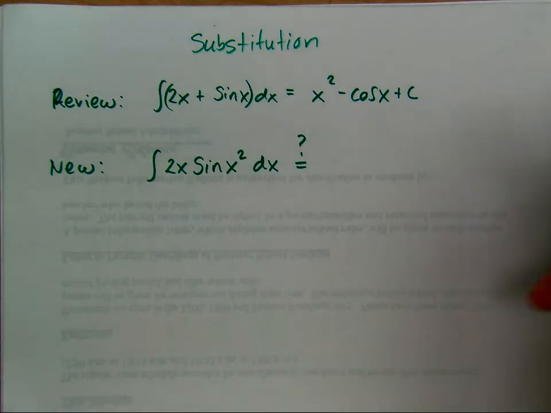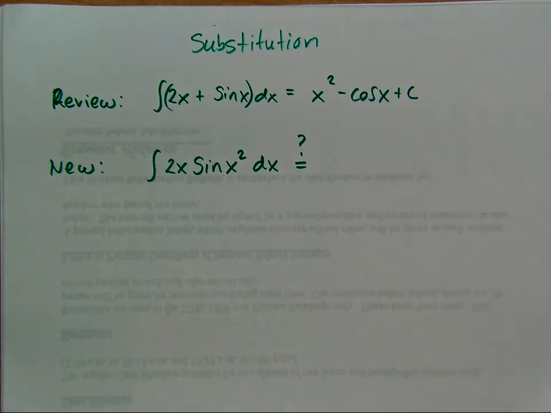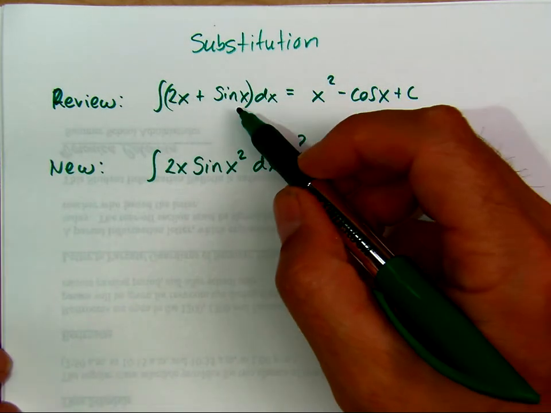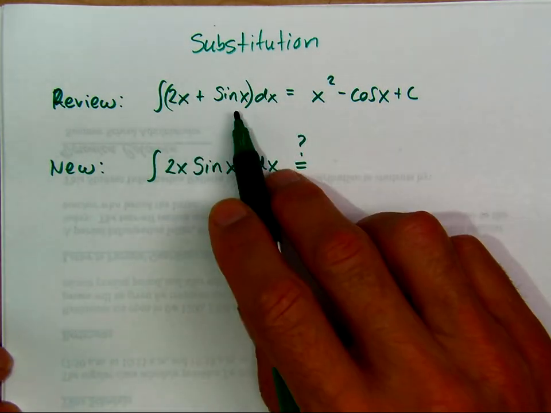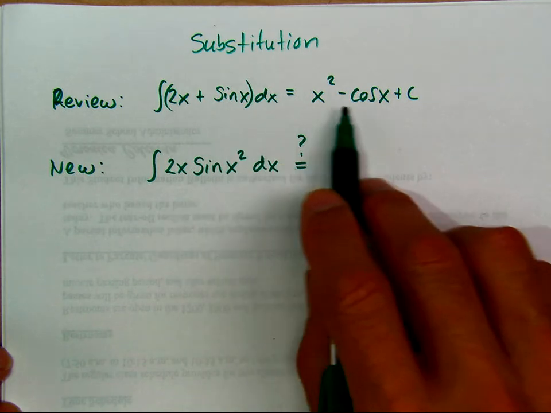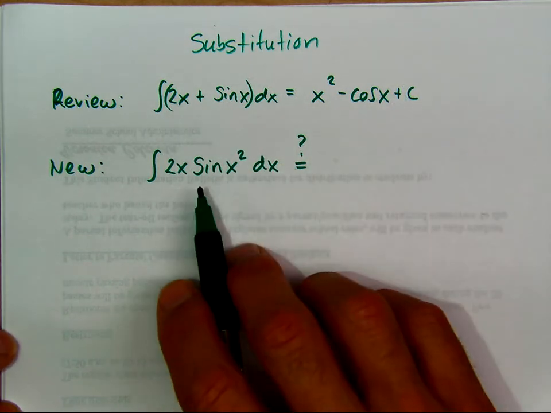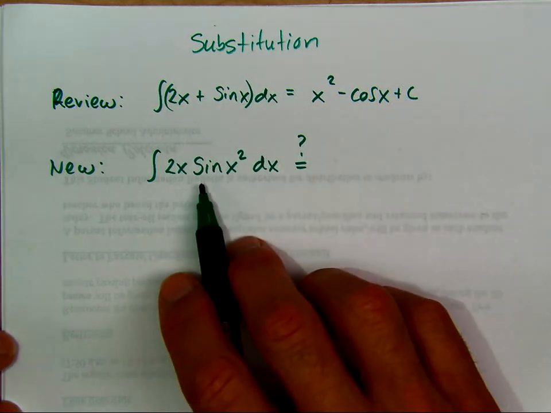In this lesson we'll learn one more way to integrate functions. So we know how to integrate this, and we can integrate the 2x to get x squared. We can integrate sine to get negative cosine. We have plus c.